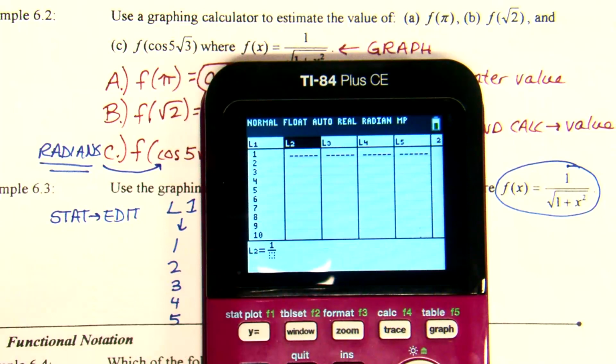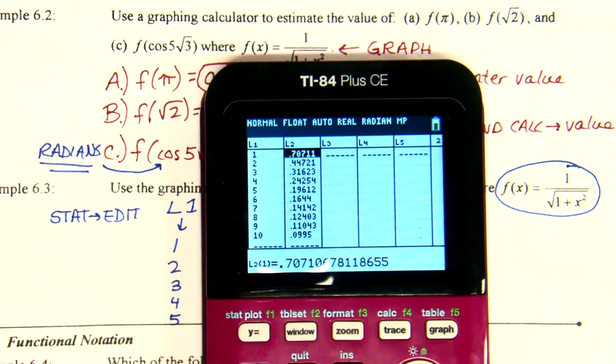I don't know where your x's are, but now instead of saying 1 plus x squared, I'm going to say 1 plus L1 squared. L1 is the second function of number 1. And so now mine says 1 over the square root of 1 plus L1 squared. You hit equals, and what happens? I just got all 10 answers.